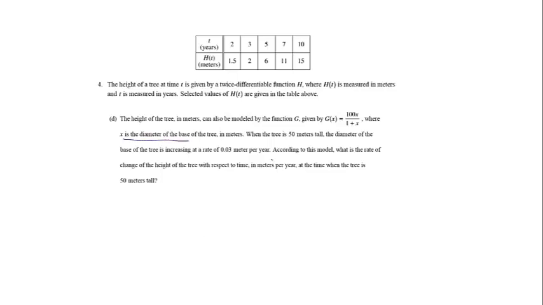Okay. When the tree is 50 meters tall, the diameter of the base of the tree is increasing at a rate of 0.03 meters per year. According to this model, what is the rate of change of the height of the tree with respect to time in meters per year at the time when the tree is 50 meters tall?